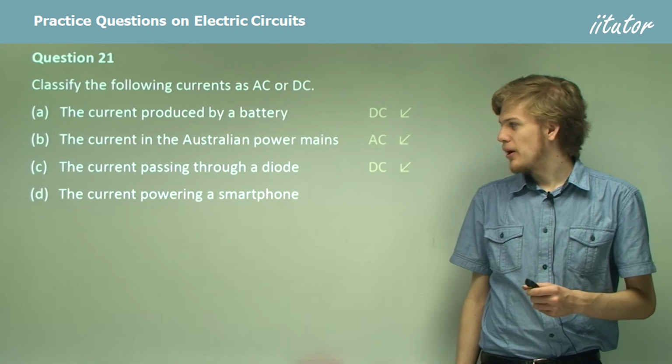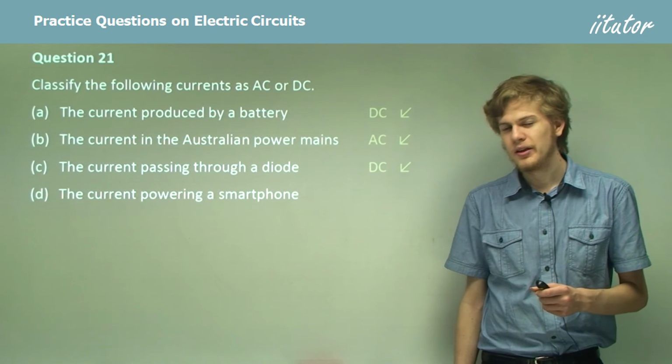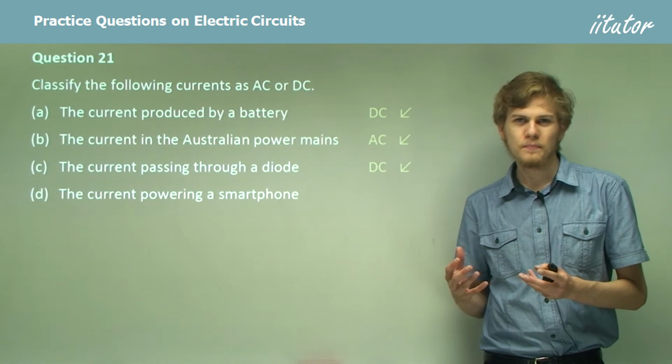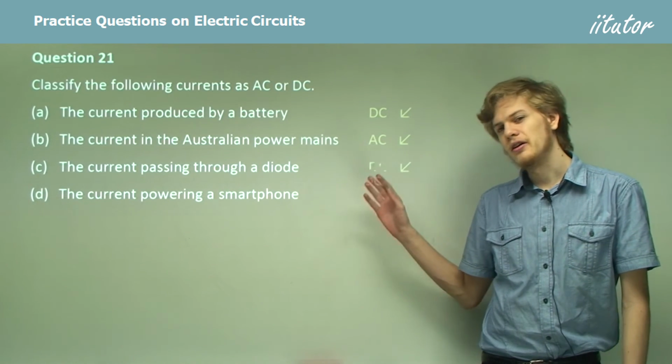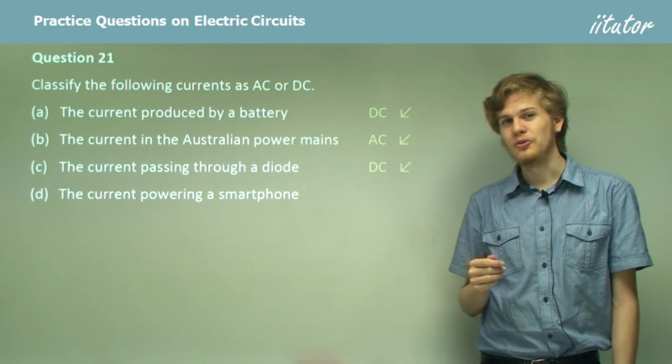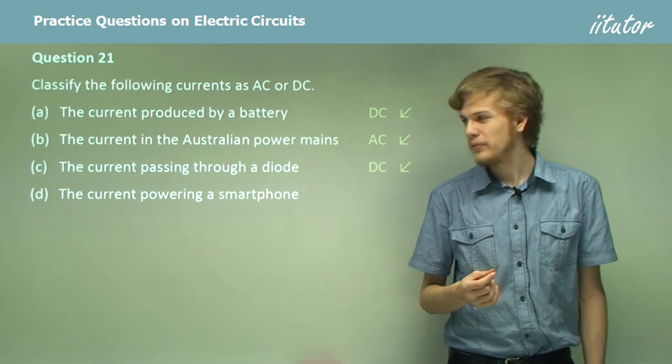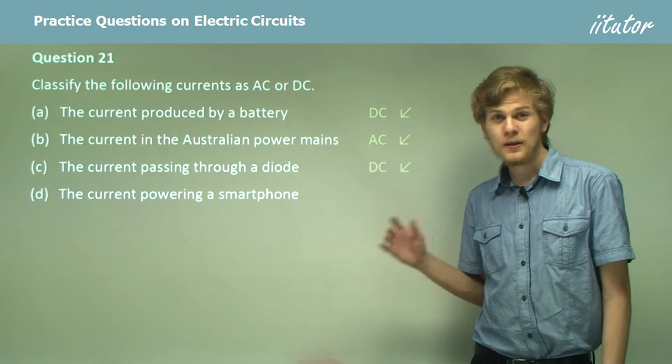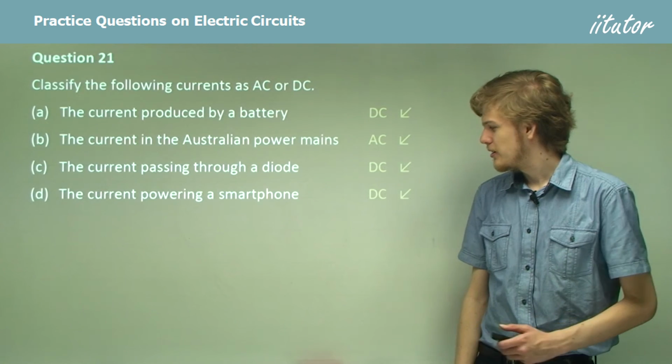How about the current powering a smartphone? So what's the power supply in a smartphone? Is it connected to the Australian power mains all the time? Well, no, because then you wouldn't be able to carry it with you. Instead, it uses a battery, and a battery produces direct current.